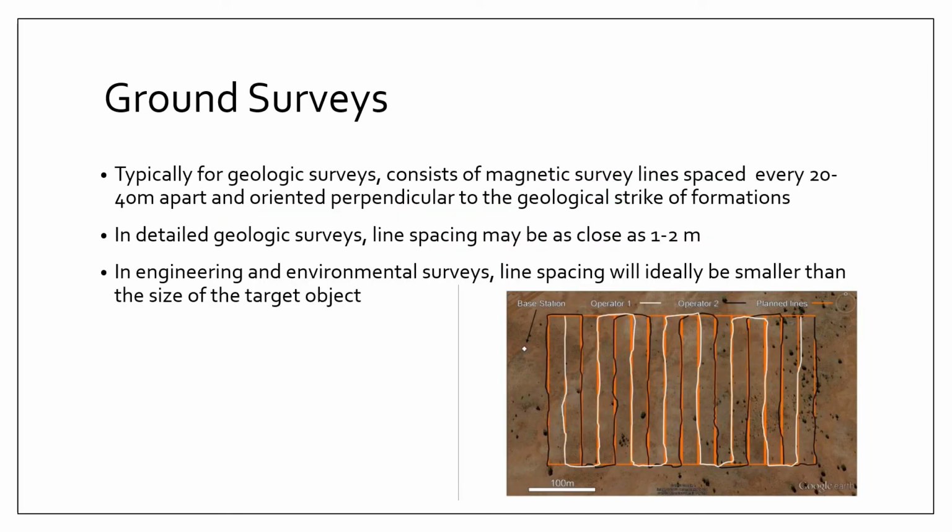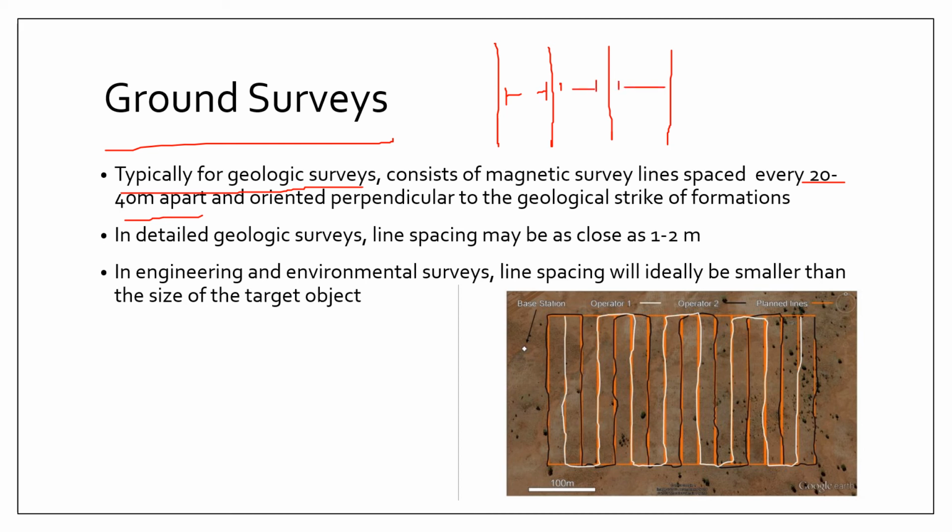Okay, now let's talk about ground surveys. Ground surveys are one of the most common forms of magnetic survey. For geologic surveys or geologic mapping purposes, your typical survey layout will consist of survey lines that are spaced, so these are survey lines in a top view, around 20 to 40 meters apart.